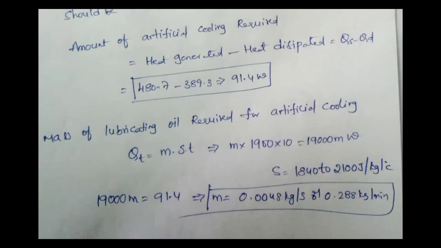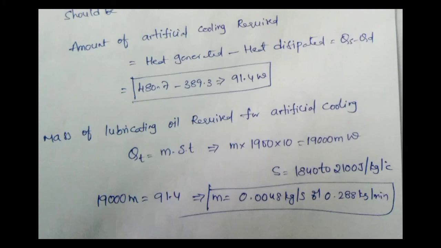Direct formula substitution, right? Okay, fine. So you can calculate from the formula. For mass, the relation is already provided: Qt equal to m into s into t, where s is the specific gravity of the oil. That specific gravity of the oil, either you have to take from your data book, or otherwise simply you have to write down this relation.